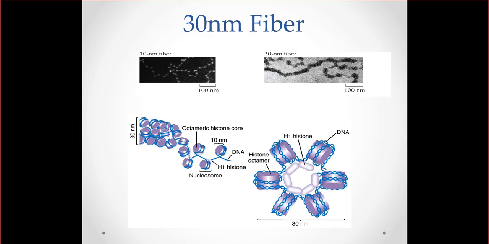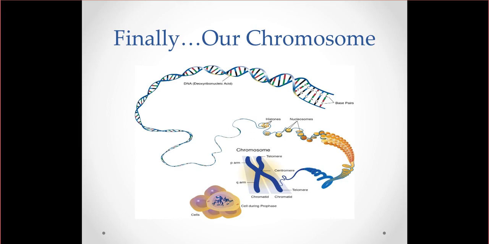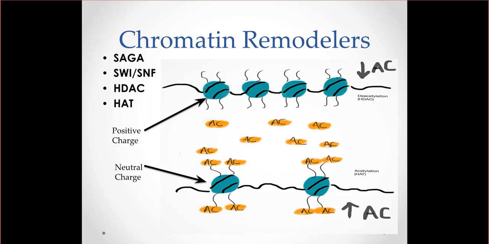The 30 nanometer fiber will eventually form the highly compact mitotic chromosome. Unfortunately, we're not too sure how it gets to this, but it just leaves more to discover. And here we have our pathway. As you can see, there's the DNA, the histones, the nucleosomes, supercoiling with a 30 nanometer fiber, and then finally, our chromosome. Now let's move on to chromatin remodelers.